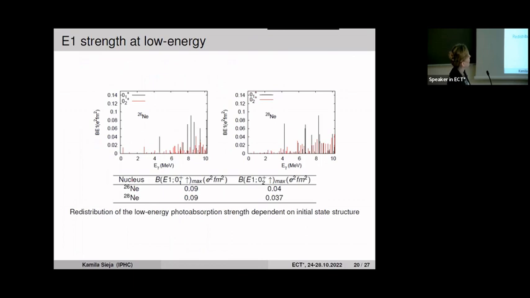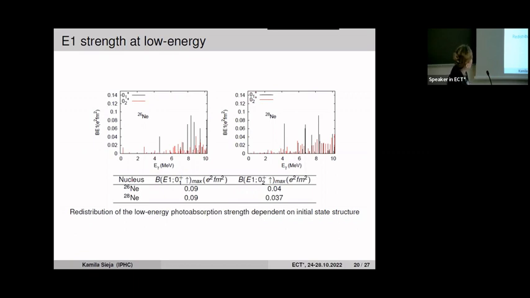So this is important because we said that the photoabsorption strength function should not depend on the structure of the initial state, but this calculation shows clearly that it is dependent on the structure of the initial state, because I don't see another reason on what it could be dependent. The 1- states that I calculate are the same in both cases.